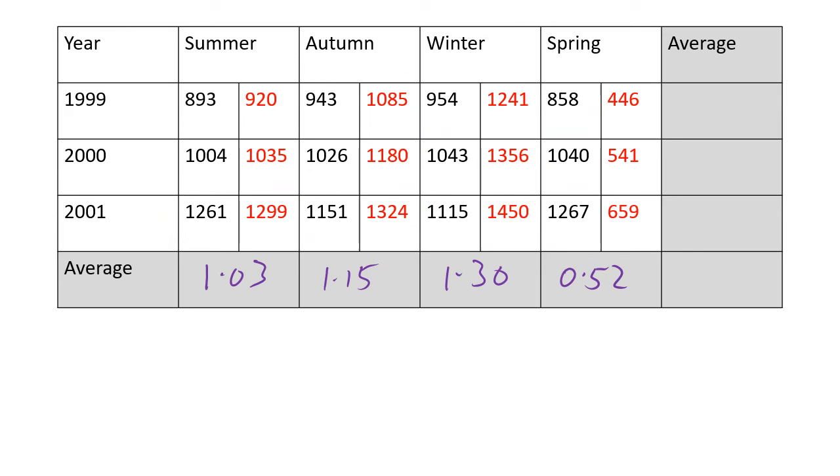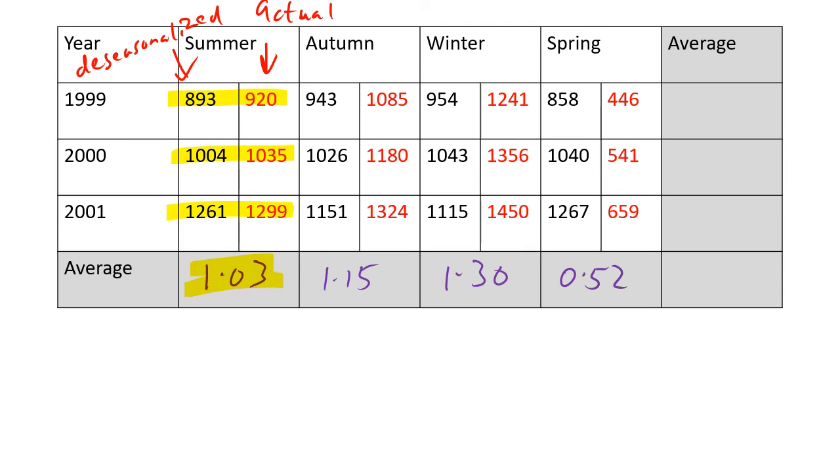So I just want to remind you, these are the actual values. And then these values are the de-seasonalized. So as you can see, because the seasonal index here is 1.03, that's close to one. So these values haven't changed a lot, okay?